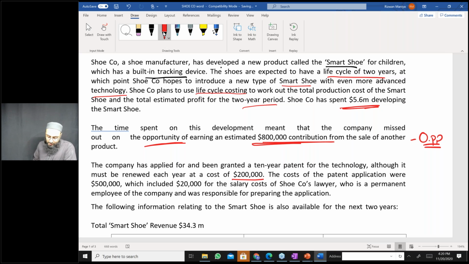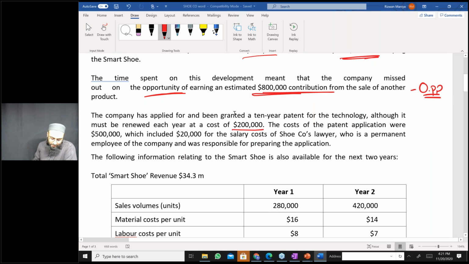The cost of patent application was 500,000, which included 20,000 for the salary cost of the shoe company's lawyer, who was a permanent employee of the company and was responsible for preparing the application. Okay. The following information relating to the smart shoe is also available for the next 2 years.